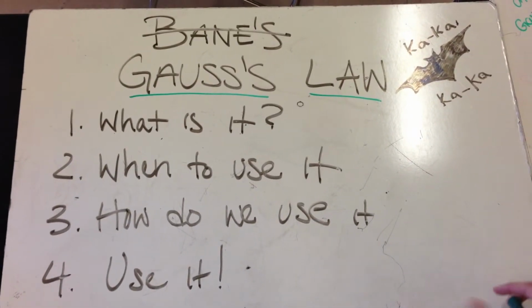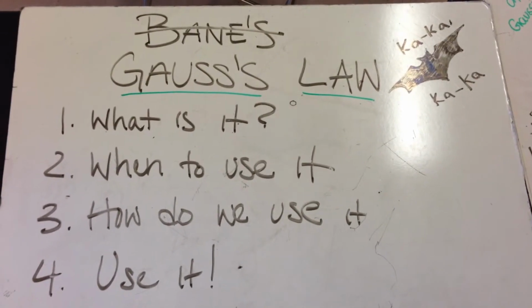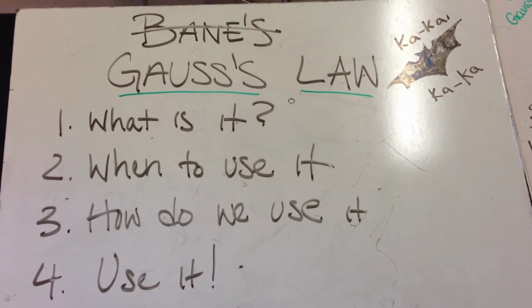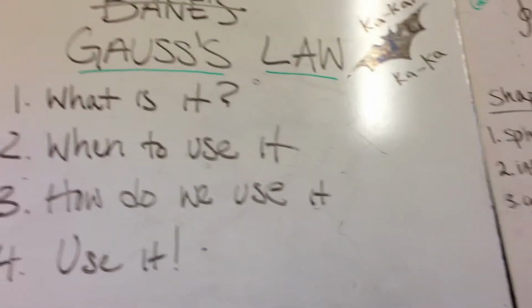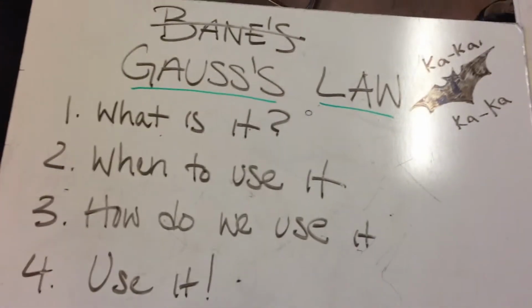What is Gauss's law? Gauss's law is an equation discovered by Gauss, however you want to say it. It allows you to find the electric field at any point along a surface.